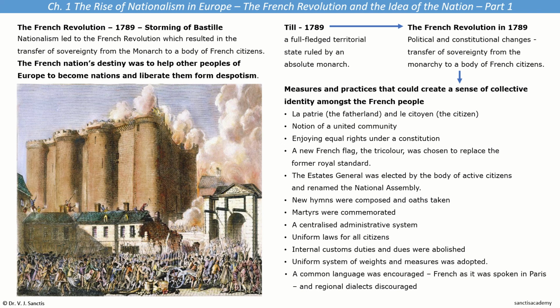Similarly, linking it to the measures the revolutionaries took for the nation, the people and the family are the basic unit of the nation. They are the people. The nation is the housing society. The people consider the place as their home or fatherland. That's la patrie. The people are the citizens. That is le citoyen. They are the members of the housing society. The people speak a common language and have a common goal. That is the betterment of the housing society.